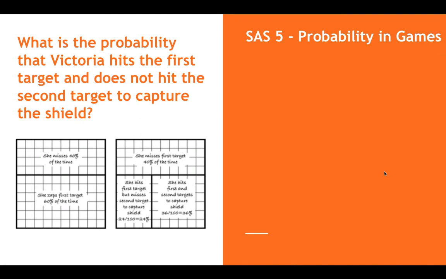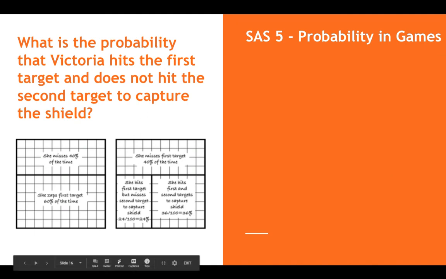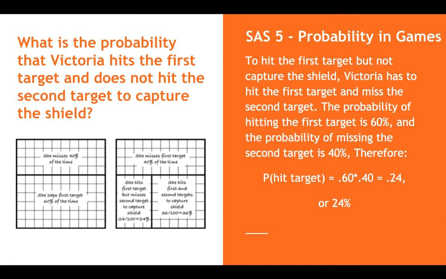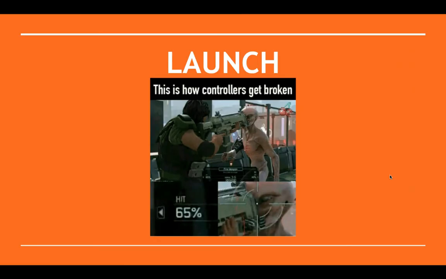What is the probability she hits the first target and doesn't hit the second target? Let's see. She has to hit the first target and miss the second target. The probability of hitting the first target is 60% and missing the second target is 40%. 0.6 times 0.4 is 0.24, or 24%.